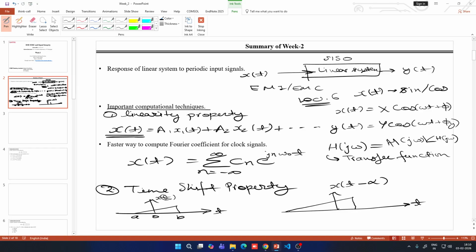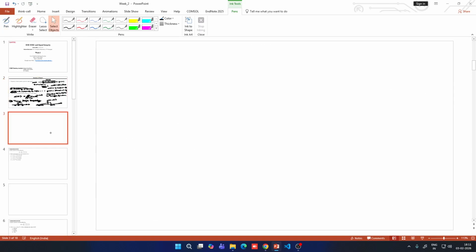So the signal is advanced, that's what we call this in signals and systems. What it becomes now is B plus alpha and A plus alpha. These properties are used in the next part, when we are trying to find a faster way to compute the Fourier coefficients of a clock signal. All these properties will be used there. And the third property that was discussed was the unit impulse function.